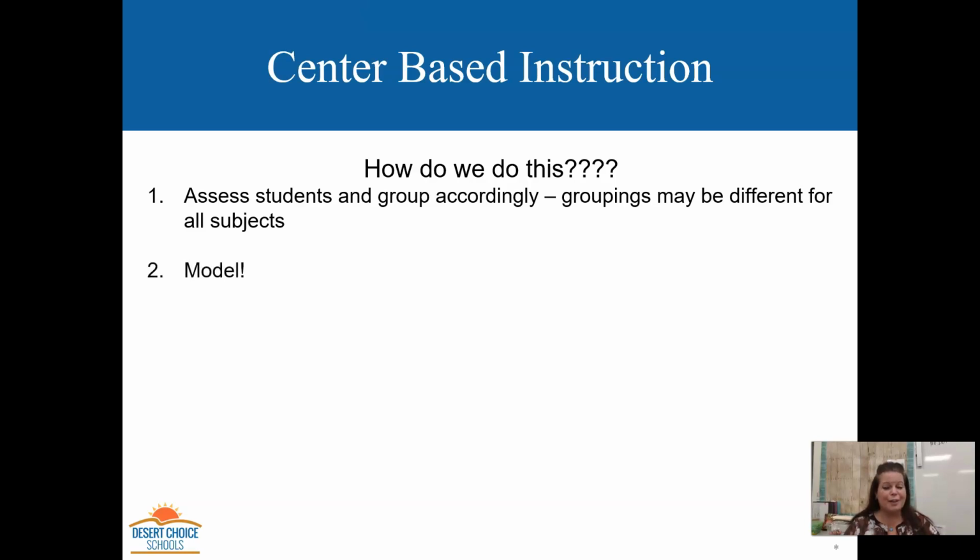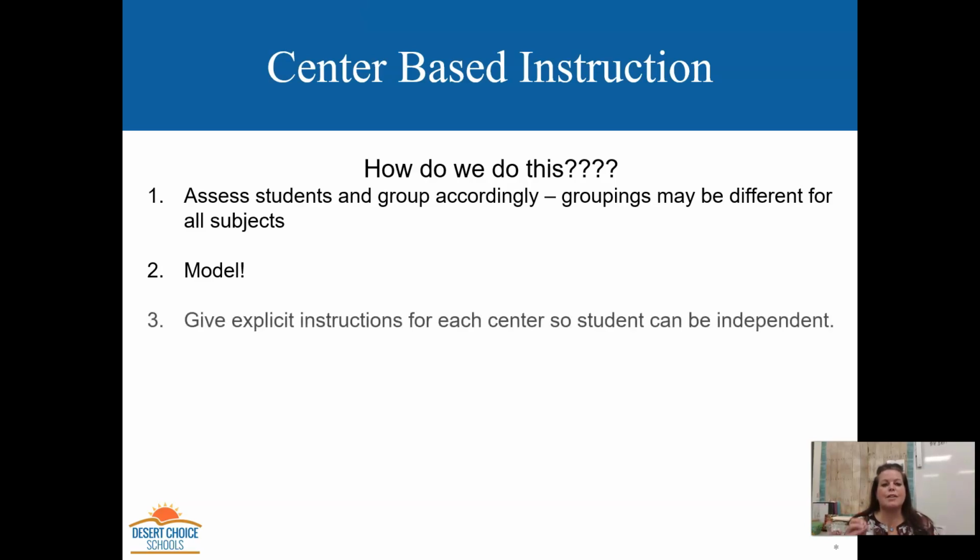We model this. Okay, I can't tell you how many times I've gone into classes to work with teachers on centers, okay? And they just throw their hands up and they go, it just doesn't work. It doesn't work. I promise you, it just doesn't work. Okay, so we model it. We model it, practice it, model it, practice it, model it, practice. We give explicit instructions for each center so that the student can be independent. We don't just show them something like, okay, guys, here's the activity, and I put it on this table. We actually practice it with them. Okay, we practice all the centers with them.